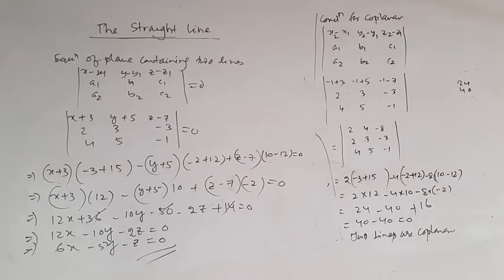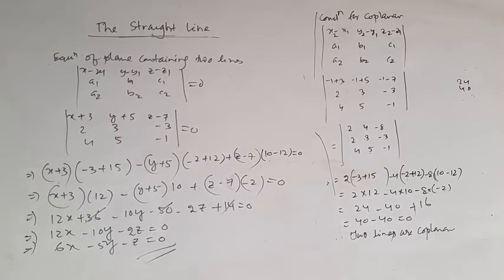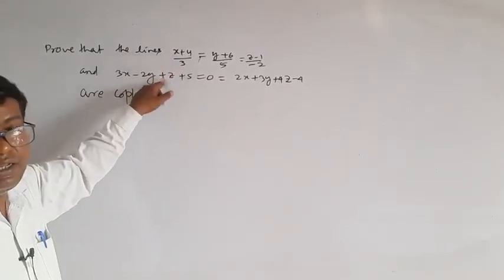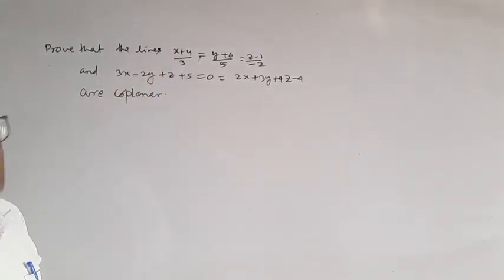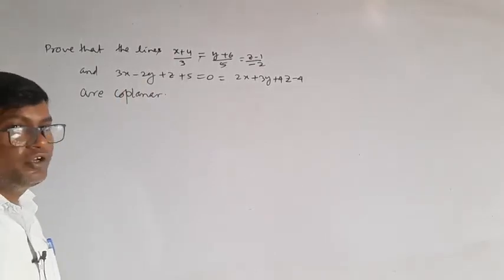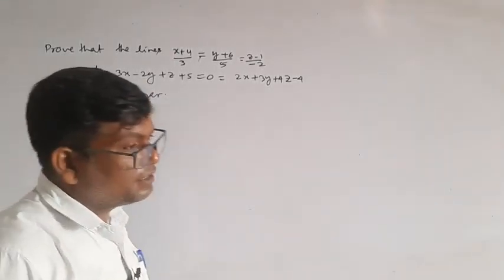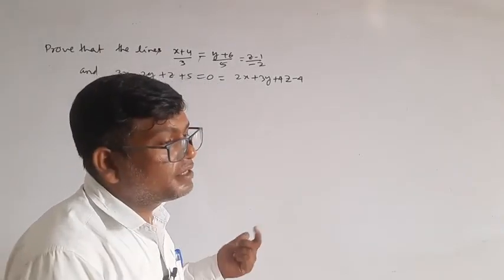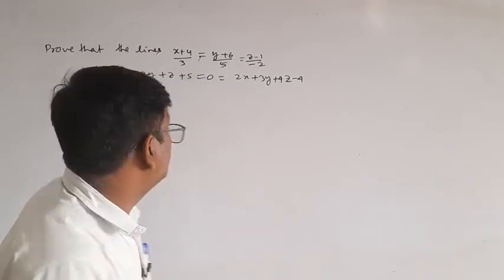Okay. Prove that the lines, one in symmetric form and another in unsymmetric form, are coplanar. This can be done in two methods. The first method is the general method, that is, we have to convert both the equations into symmetric form. So the solution is what?